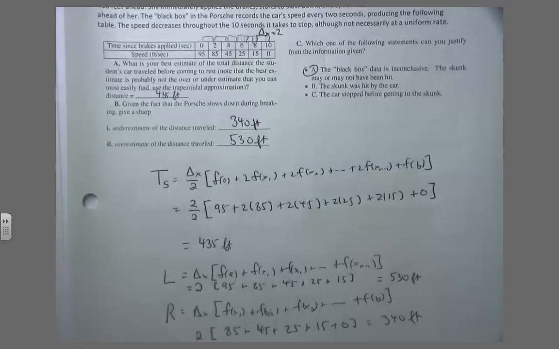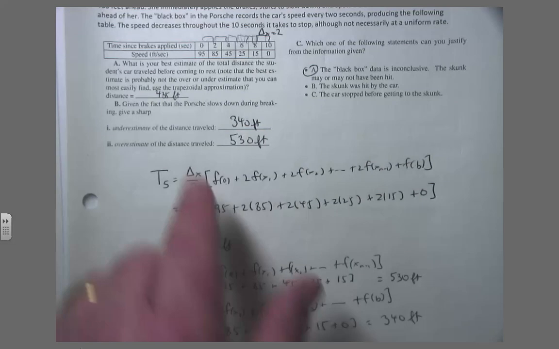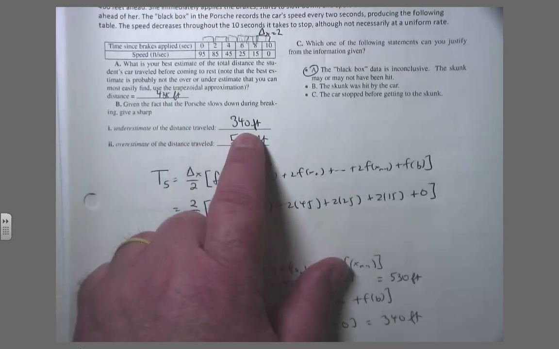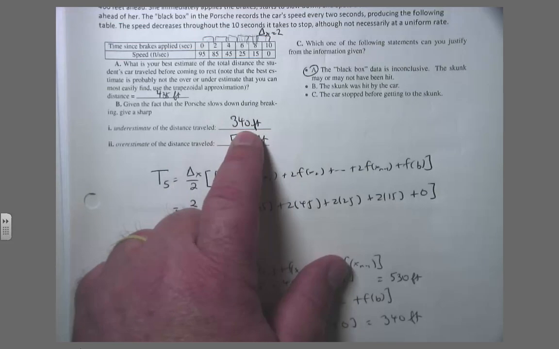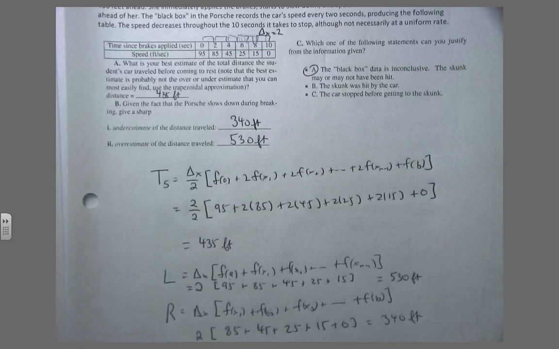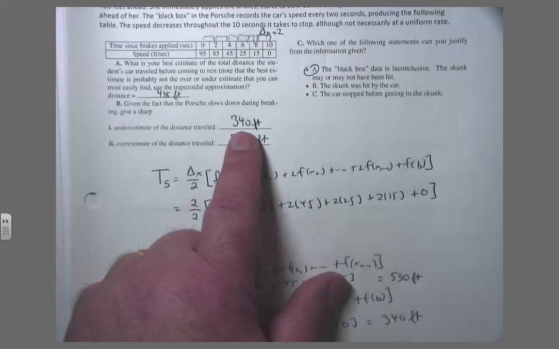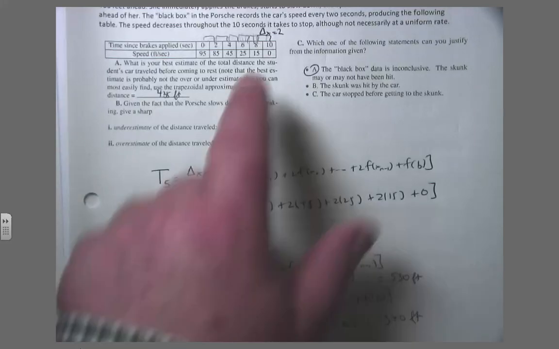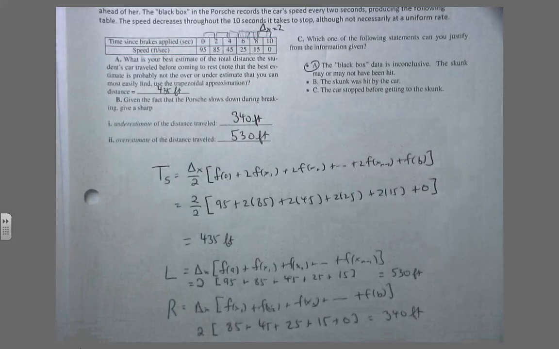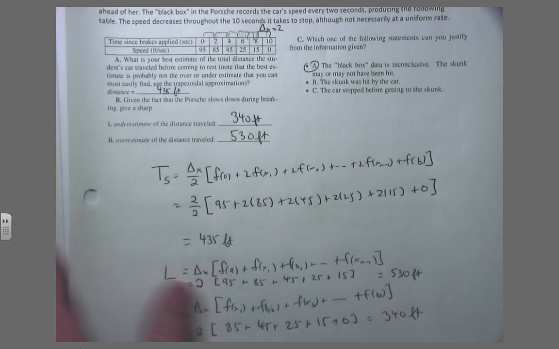However, this is web work and everybody's got one in here. If your trapezoid was more than 400, and the overestimate was more than 400, and your underestimate was more than 400, then you could definitely say B, you hit the skunk. Or if your trapezoid was under 400, the overestimate was under 400, and the underestimate was under 400, you could definitely say C, you missed the skunk. But because one of the pieces of data didn't allow me to hit the skunk, but the other ones did, it's quote-unquote inconclusive. Does that make sense? All right.